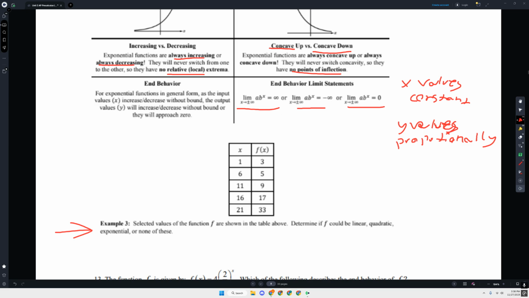I remember we're not doing sequences anymore, so it's now linear, quadratic, exponential, and none of these. There's no arithmetic or geometric anymore.